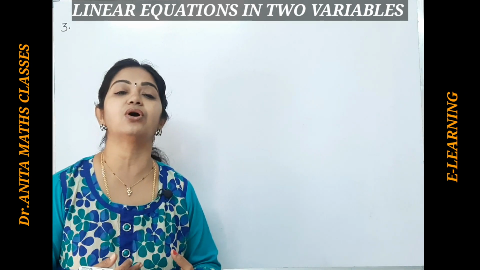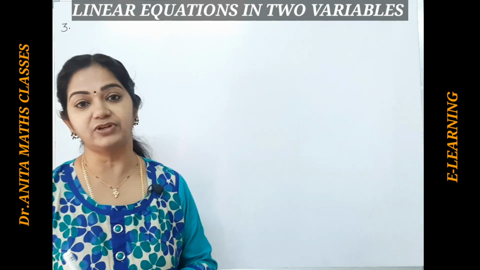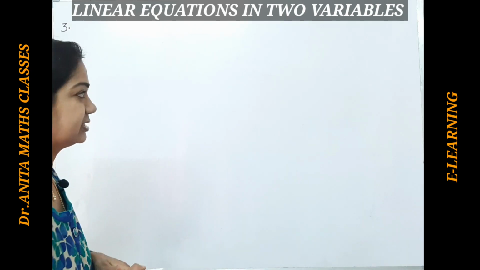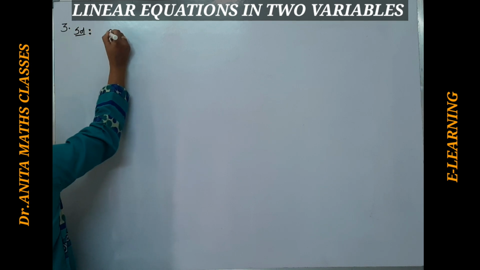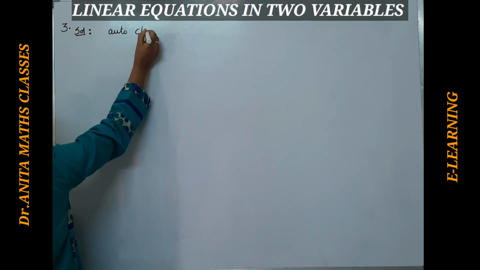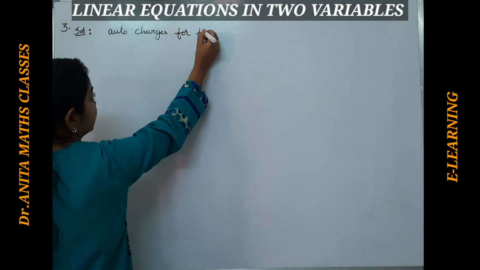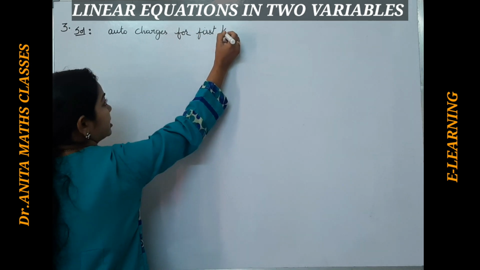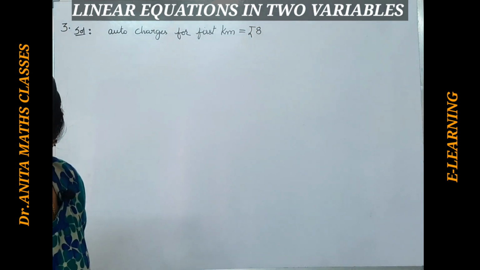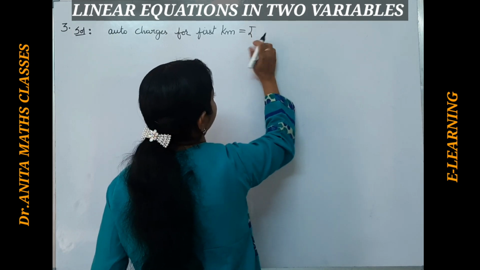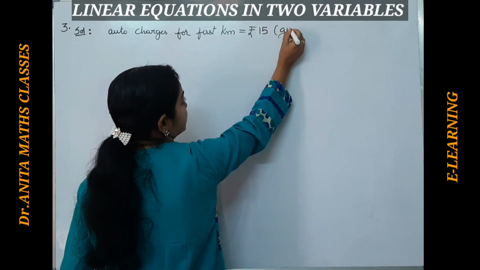First, we have to draw a linear equation from the situation given. Now the situation is that the auto charges rupees 15 for the first kilometer. So the given information I'll write down. The third question here, solution. Auto charges for the first kilometer, is it rupees 8? Rupees 8 or 15? 15 for the first kilometer. So for the first kilometer it was rupees 15. Right, this is given in the question.